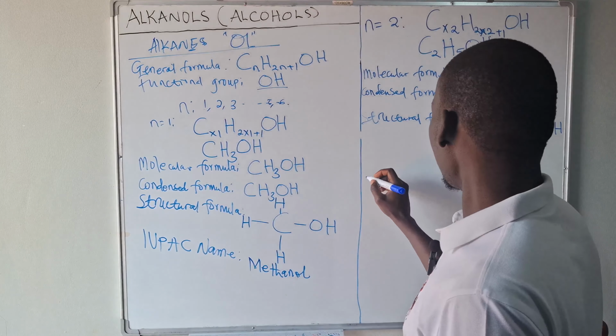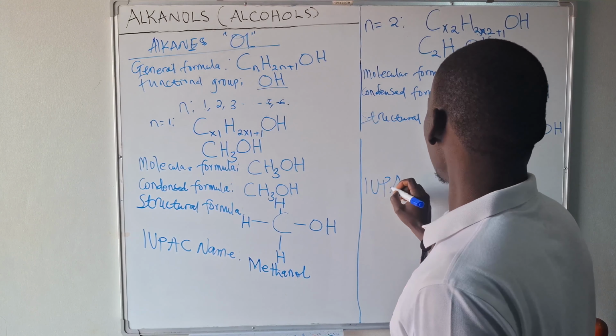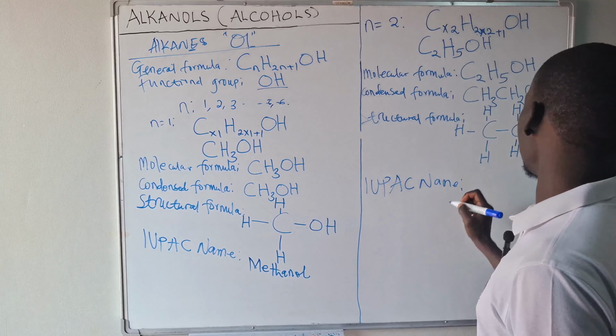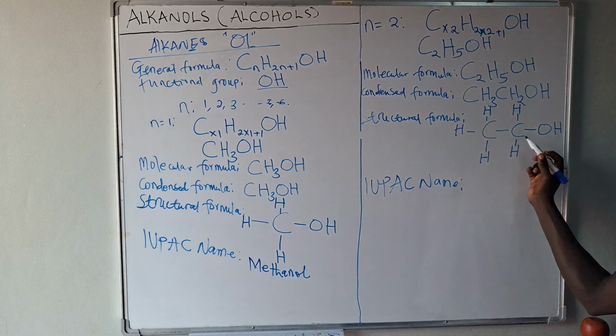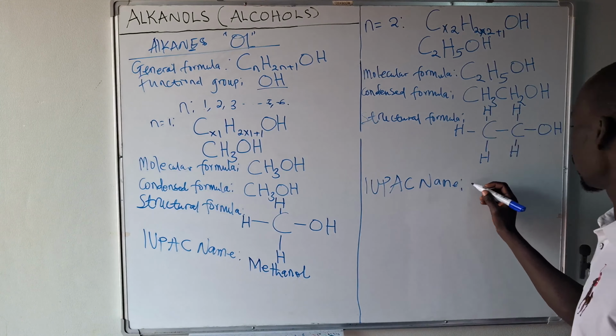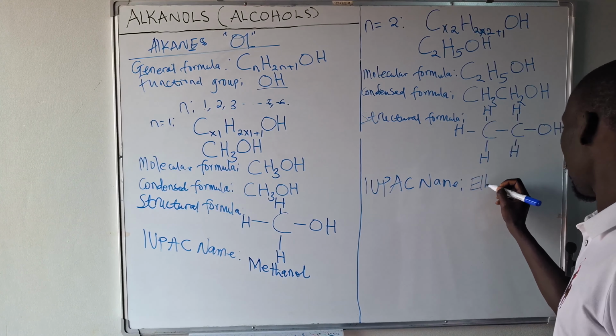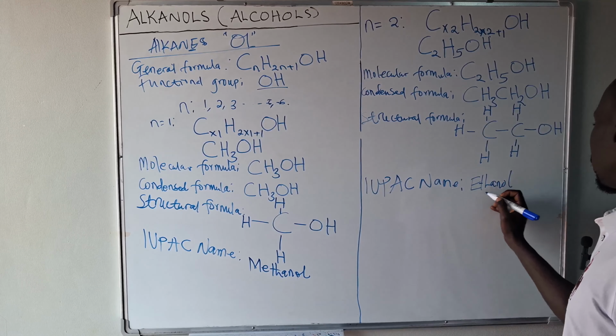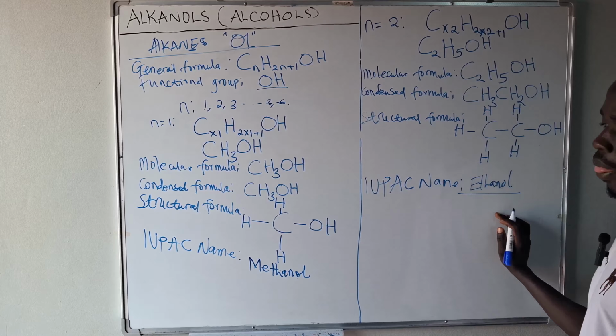Now let's come to the IUPAC name. How can we name this? The IUPAC name is therefore given by, we have 2 carbon atoms, 1, 2, so that means we are starting with ethanol. So this is the name.